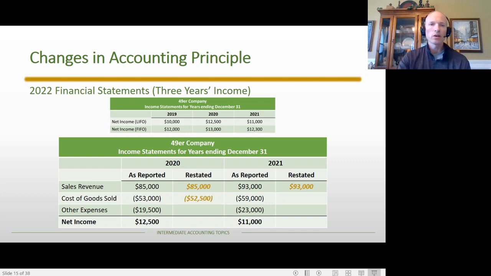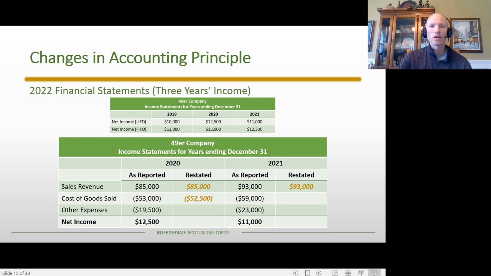In the first year that's presented, 2020, there's a $500 difference in net income. So what you have to imagine is, what is the effect on cost of goods sold? If income goes up, it must be the case that cost of goods sold went down by that same amount. Again, in this example, we're ignoring tax effects, so that makes it easier. So our cost of goods sold, rather than being $53,000, would be restated as $52,500 in 2020, and then that same $1,300 difference in 2021.